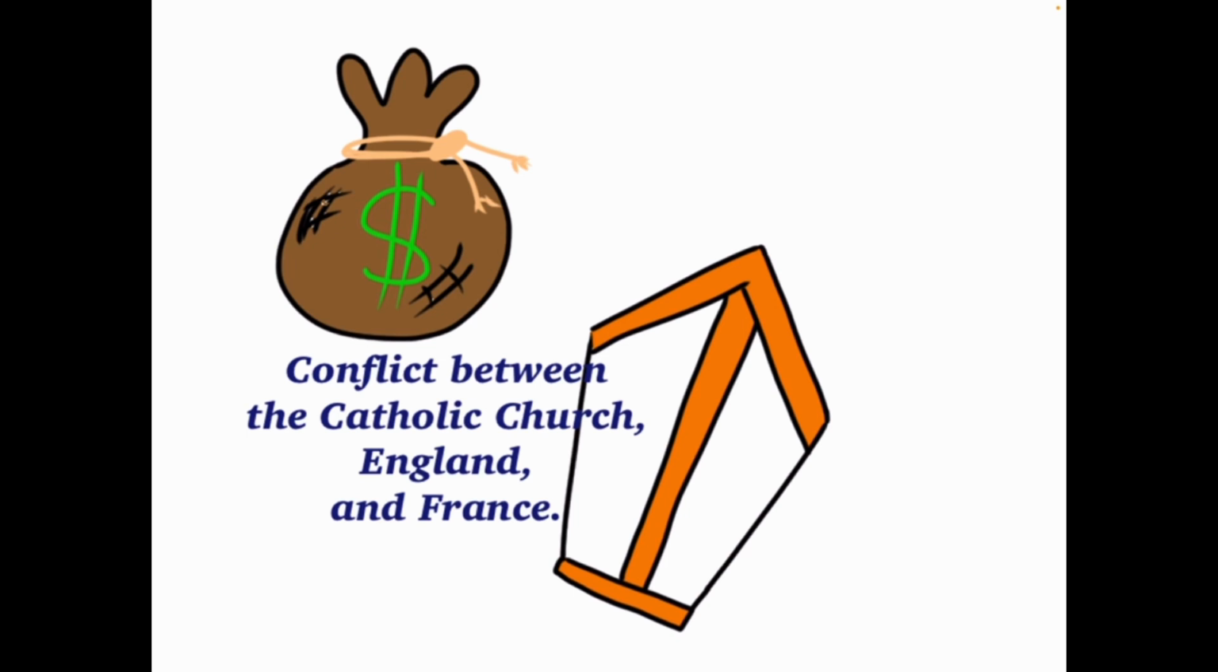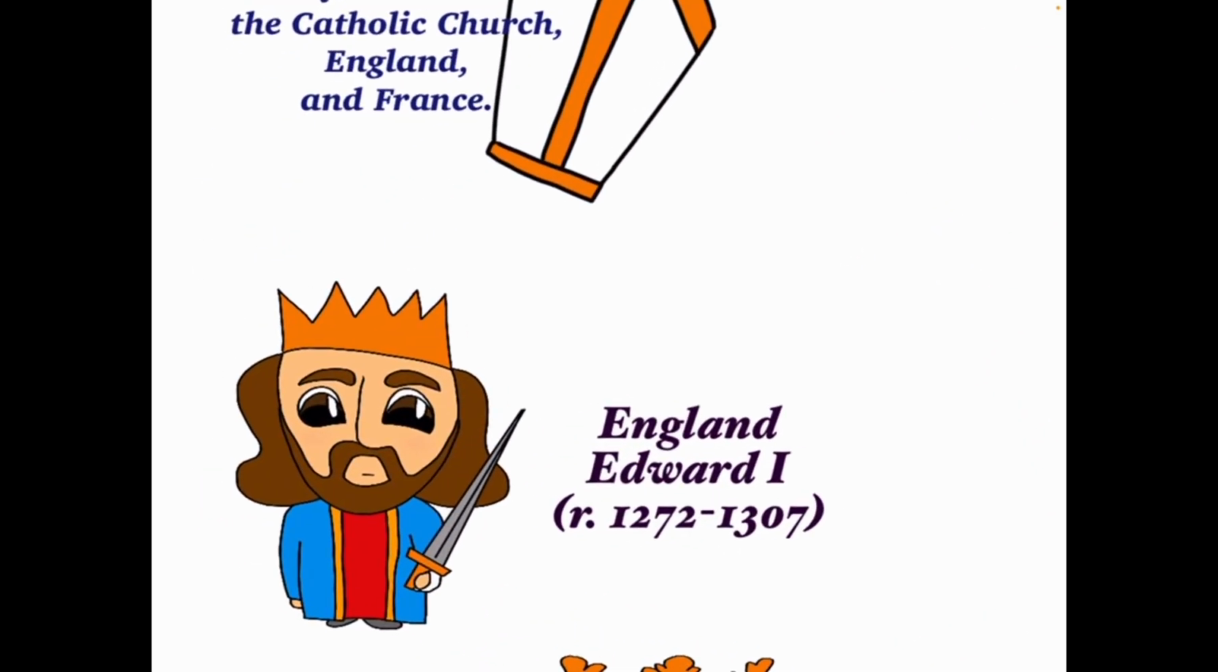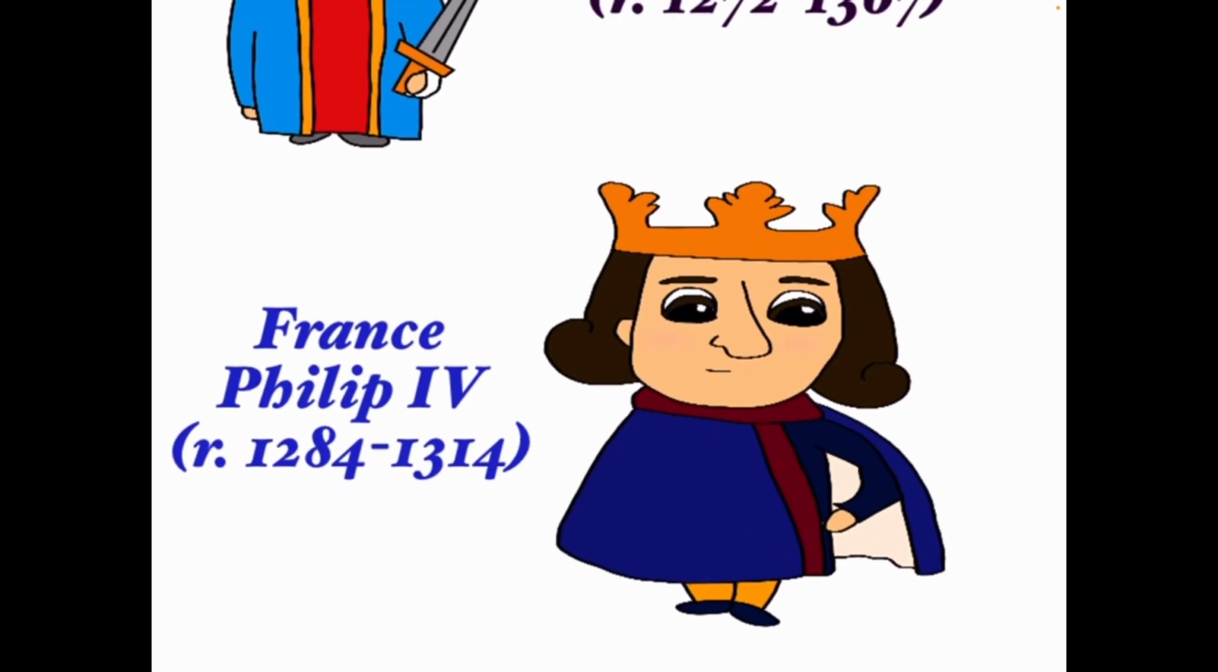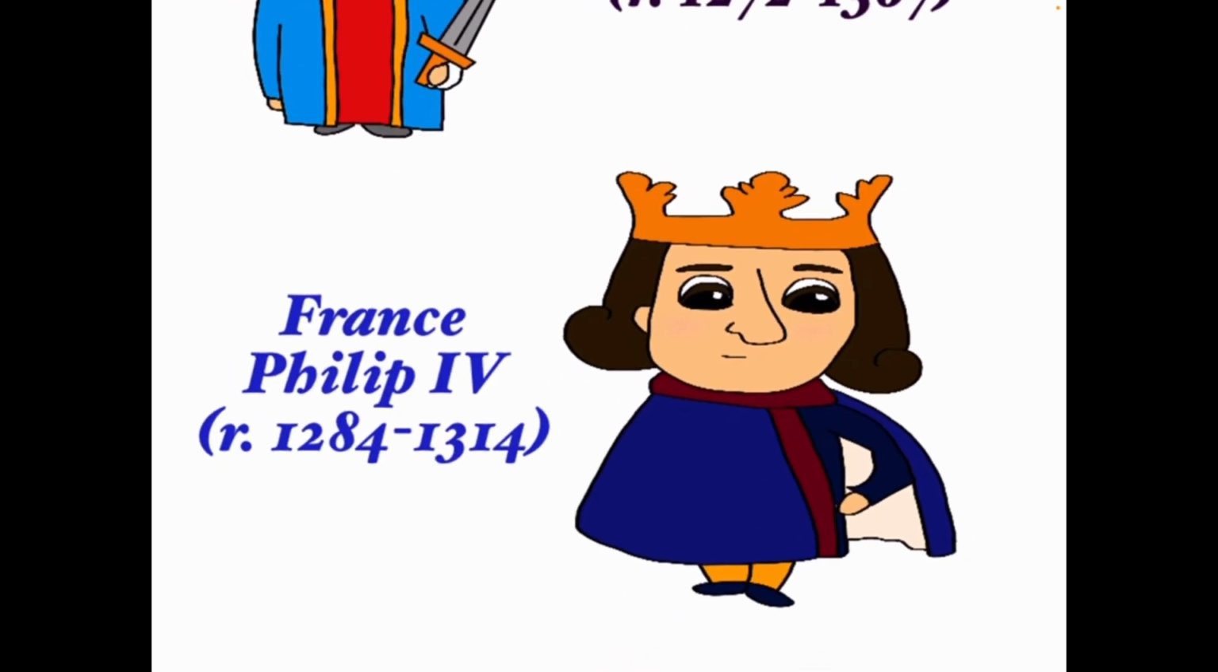The Pope decides to say, you know what? I was wrong. It's okay. You can tax us, but only in emergencies. Edward I was okay with that. He was like, okay, this is an emergency. I'm going to tax you. And not that Philip IV was not okay with it, but he later will exploit this, and it will not be a good thing for the Pope.